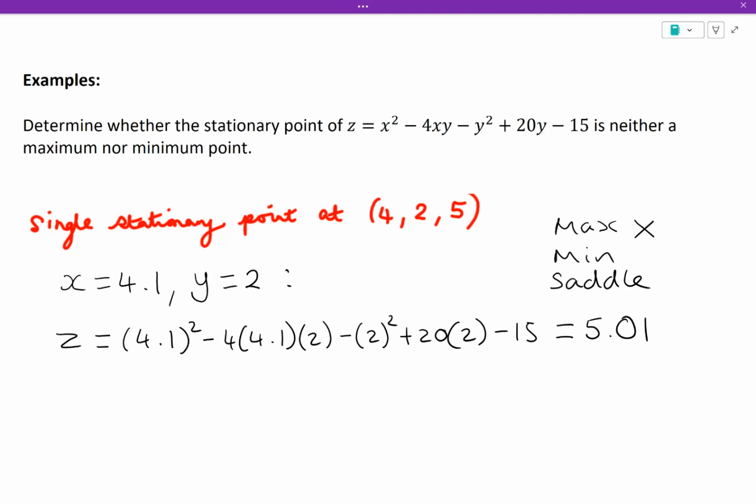Our only options left are our minimum or our saddle point. So what we're going to do now is change x again, but this time, I'm going to decrease it. So we're going to get 3.9. And then we're going to keep y as 2.